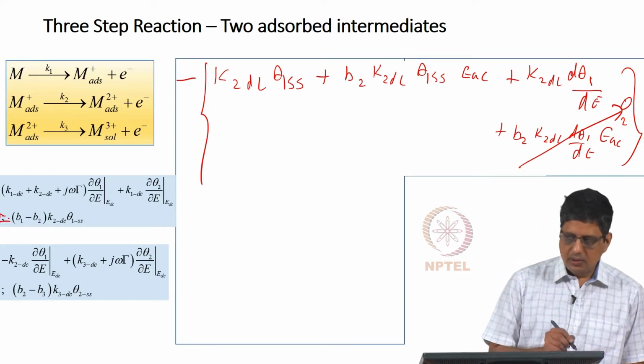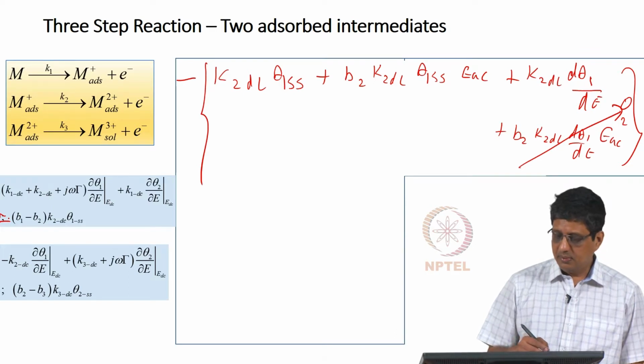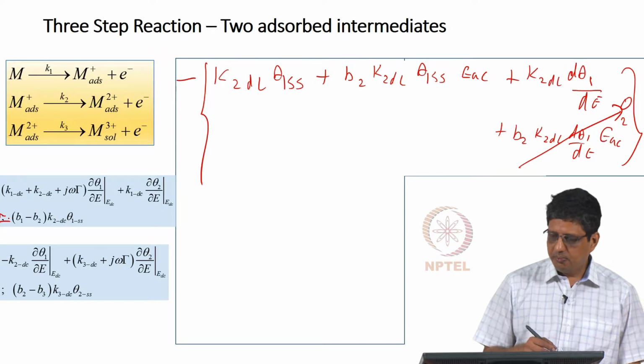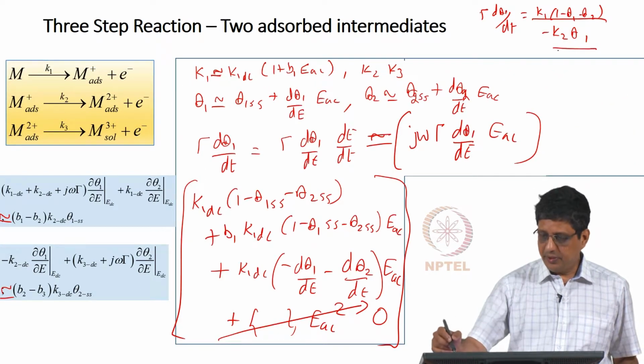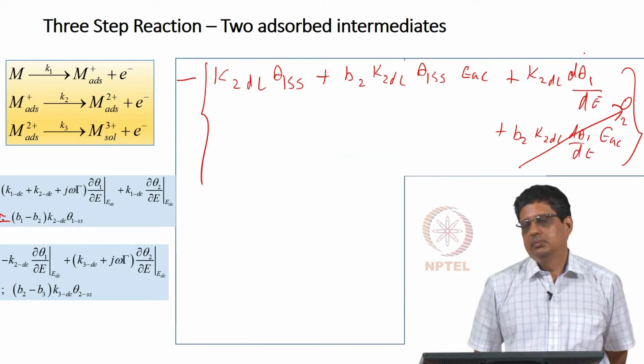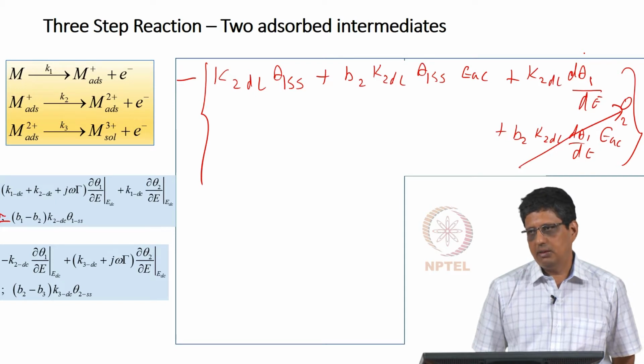So, theta 2 is K2 DC, theta 2 is. No. Please check what is the equation K2 theta 1. So, yes, you have to do it with care, but it should not be difficult.